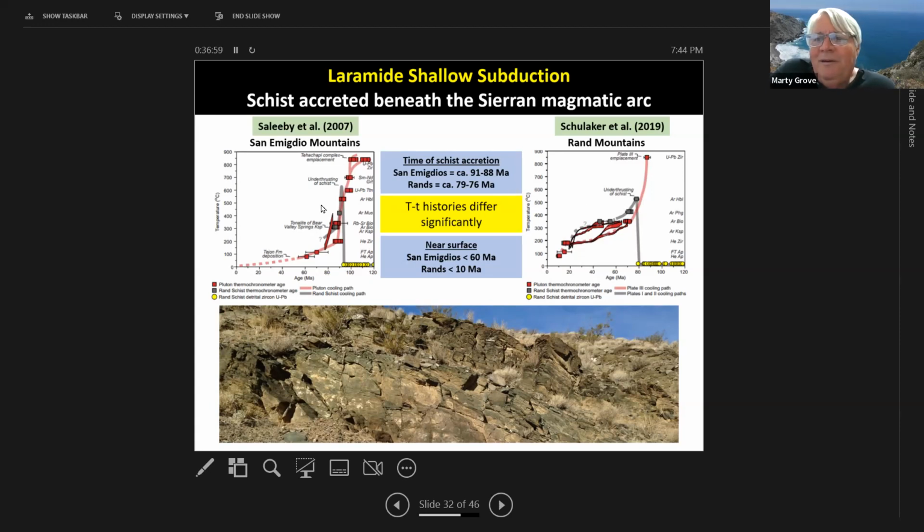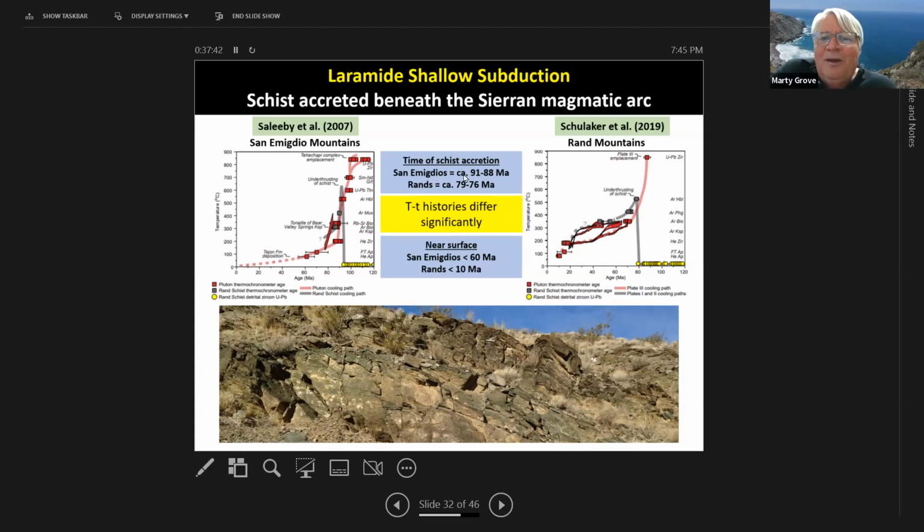Shown on the left, alternatively, are results from the San Emigdio Mountains. In other words, the southwesternmost tip of the Sierra Nevada batholith. And again, I showed you earlier, some of these rocks are quite deep, at least at the time of crystallization, with depths in the range of 20 to 30 kilometers deep in the crust. And they are basically juxtaposed directly above Rand schist in this location as well. What you should immediately notice is that these thermal histories for these two regions are significantly different.